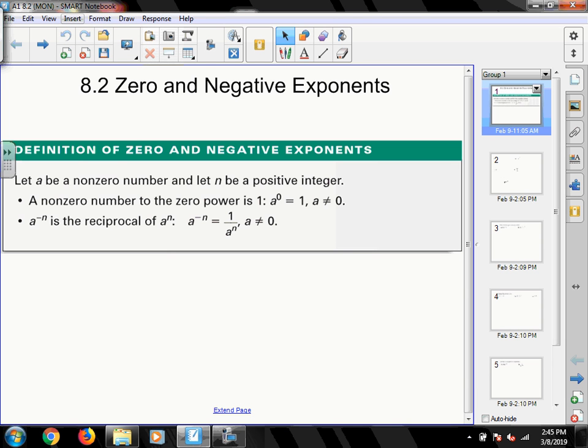Okay, welcome back. Today we're moving into section 8.2. We're going to talk about what happens if your exponent is a 0 or if you deal with negative exponents. The first thing is if you have a number to the 0 power, that is going to equal 1. So that's right there. Any number to the 0 is going to be 1.